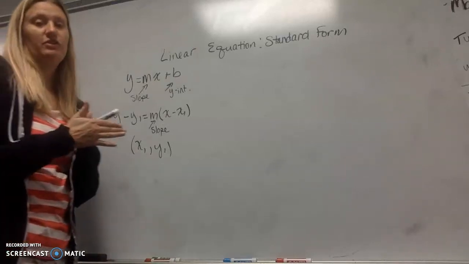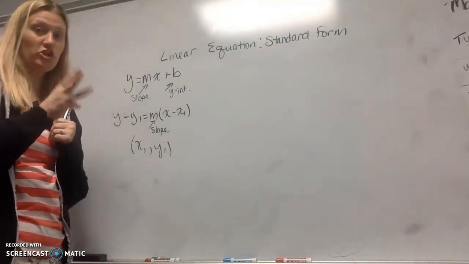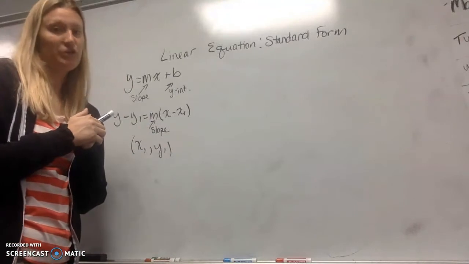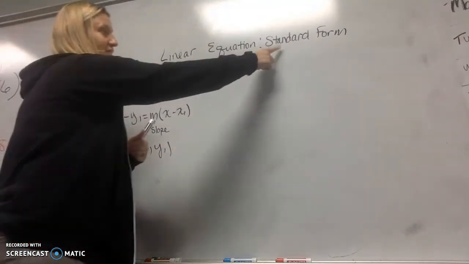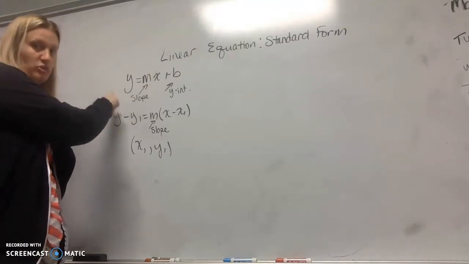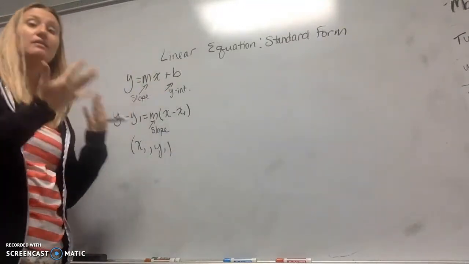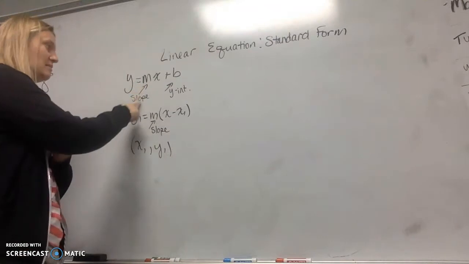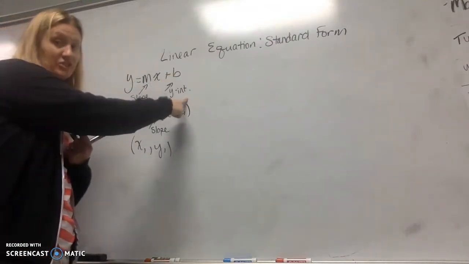Okay, so in this video, we are going to talk about the third and final way to write a linear equation, and that is using standard form. So quick review, we have learned slope-intercept form, which is y equals mx plus b. It's called slope-intercept because m is the slope and b is your y-intercept.